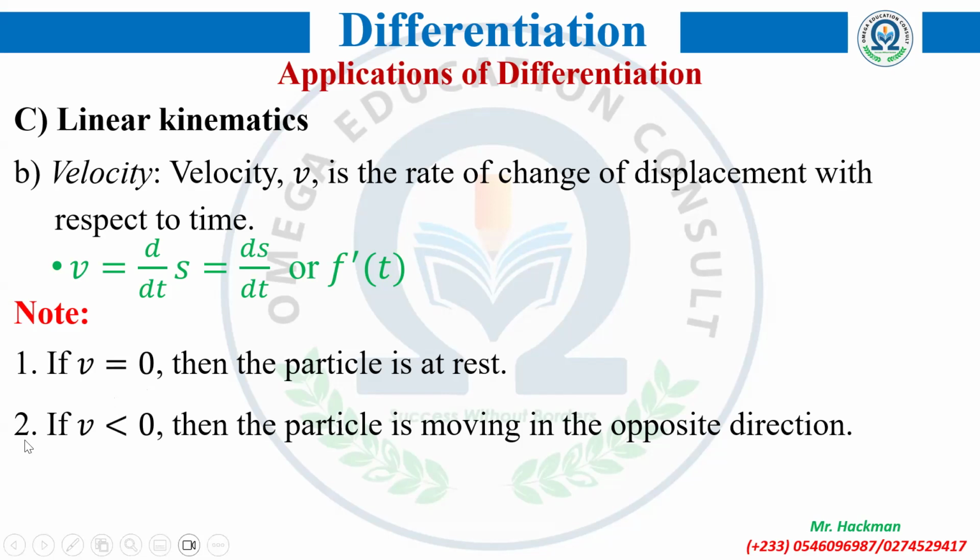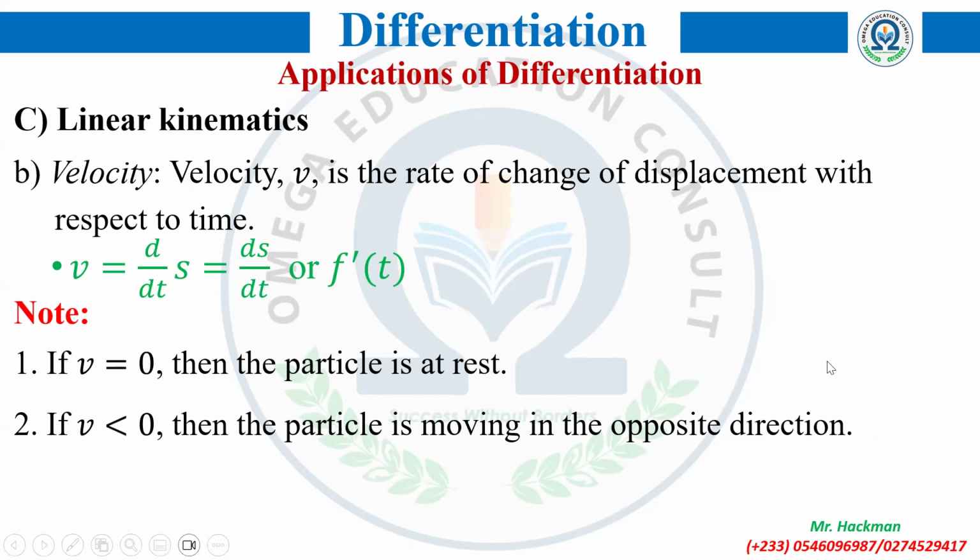All right, then if v is less than 0, then it means the particle is moving in the opposite direction to which the displacement is measured. Please take note. In the opposite direction to which the displacement is measured. That's the only situation where your velocity will be what? Negative. Please take note.